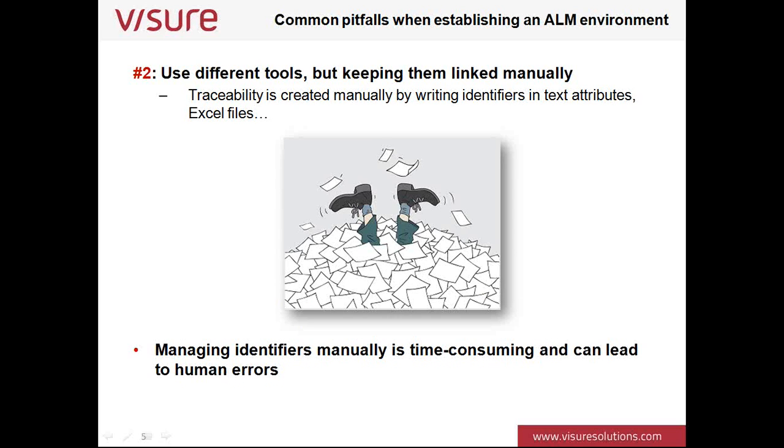So this is the first pitfall that we have seen, but the next step may be using specific tools for each discipline, requirements management, quality management, etc., and writing identifiers in trace matrices or somewhere, maybe in text attributes or Excel files. This is obviously not good because a lot of manual tasks are involved, which are subject to errors. We should let the technology do the hard job and let us work efficiently instead of manually.